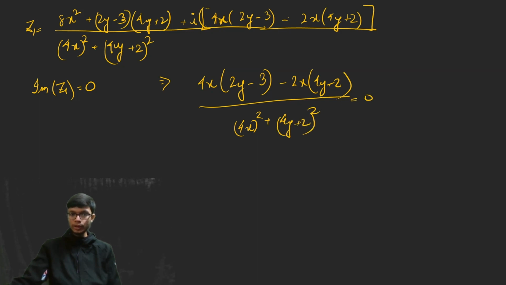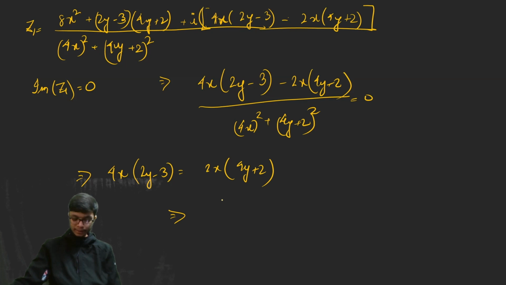Now if it is equal to 0, the numerator will definitely be equal to 0, because the denominator is not equal to 0; it is always a positive quantity. Equating the numerator to 0, I will get 4x into (2y minus 3) is equal to 2x into (4y plus 2). So from here you will get a relation, and you can do one important thing, that is taking 2x common.